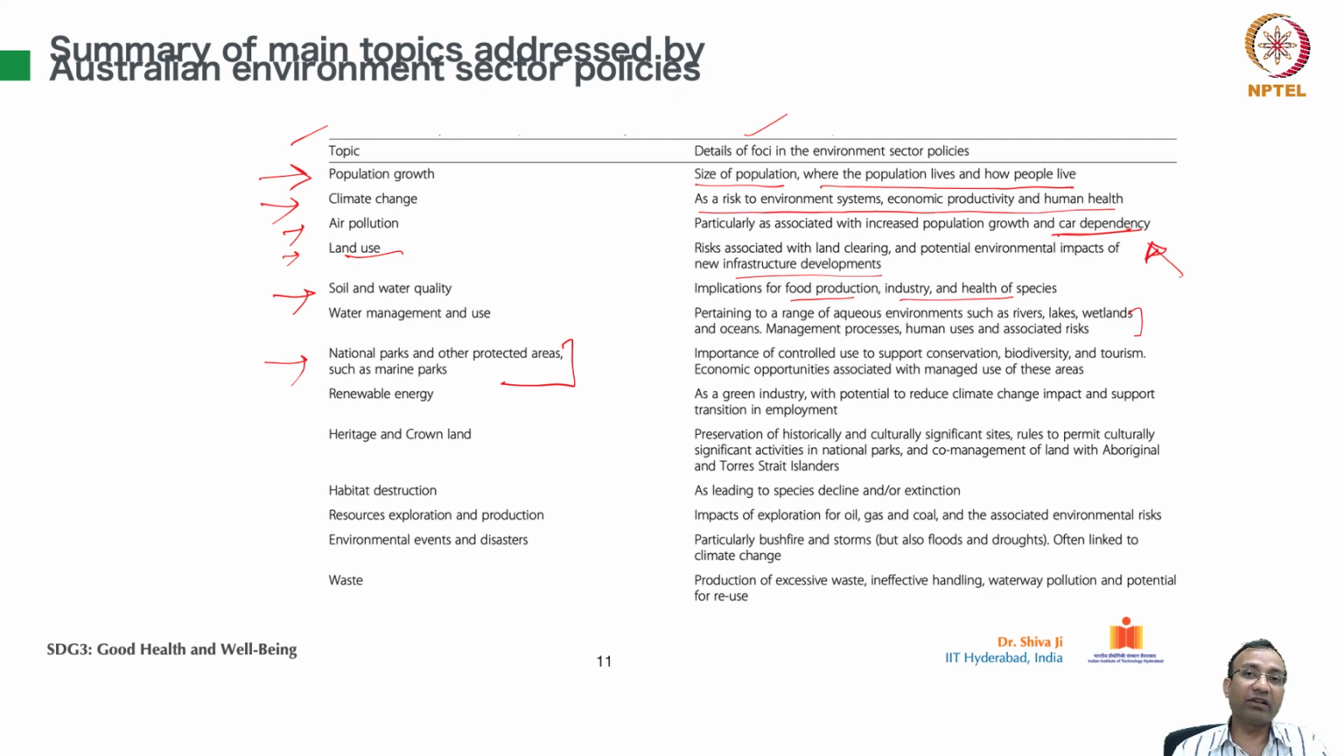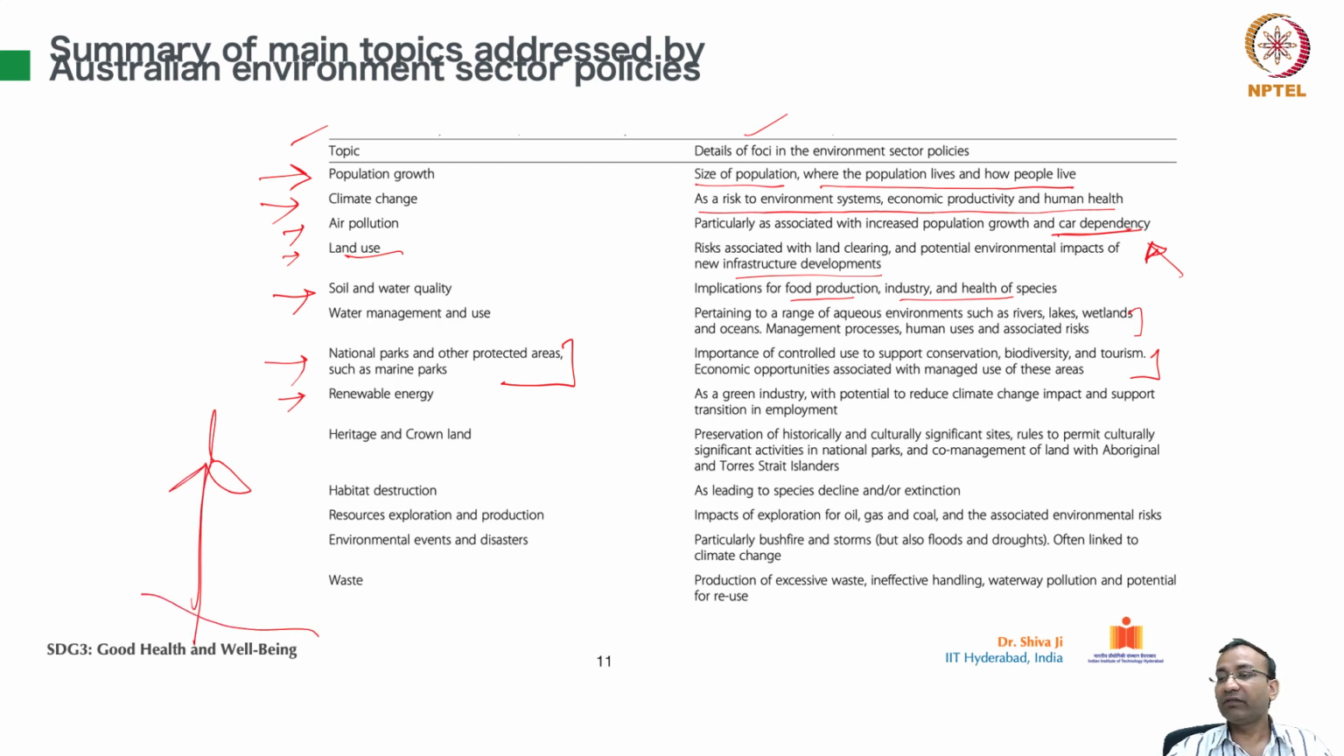National parks and other protected areas, because those are the only reserved areas now free from human intervention. Well, human intervention is even there, but not so much. Very little human intervention. Those are the only regions left, pure raw nature, what we can call. Importance of controlled use to support conservation, biodiversity and tourism. Economic opportunities associated with managed use of these areas. Renewable energy.